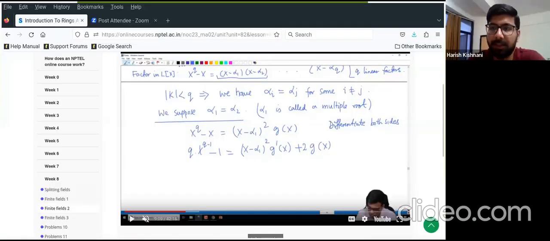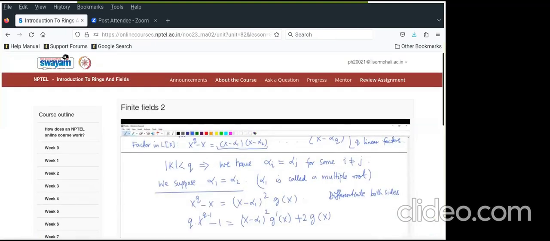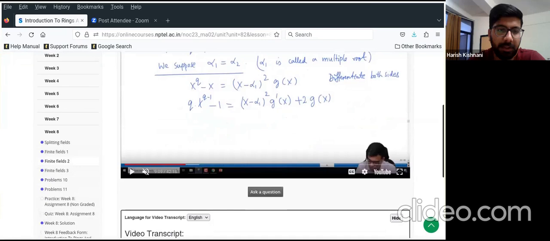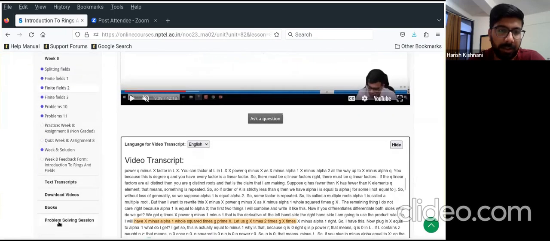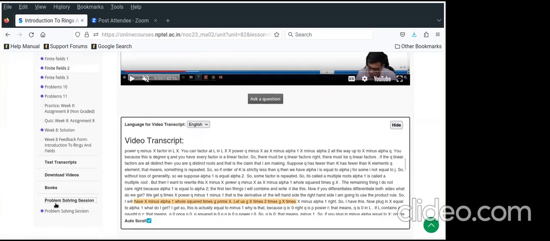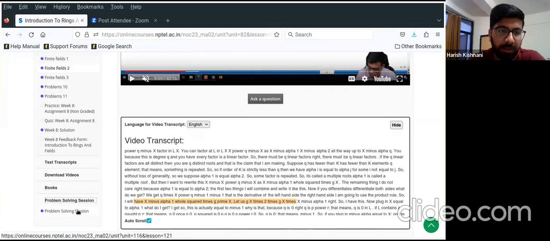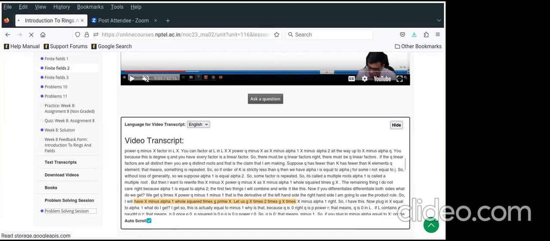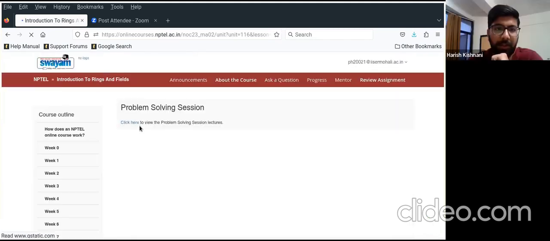Let me just share the screen again. So this is the course web page, right? Yeah, on SWAYAM. Here, if you scroll to the end, you can see this problem solving session. Once you click it, a new option will be available. You just click it again. It's opening. Okay, thank you. Then you will get the link of this Excel sheet.